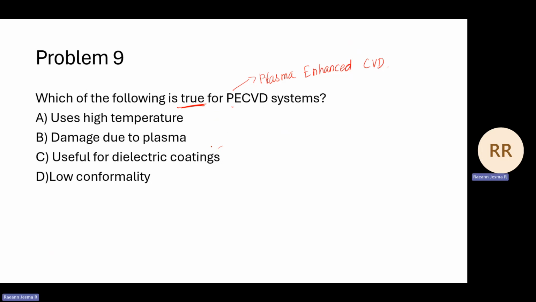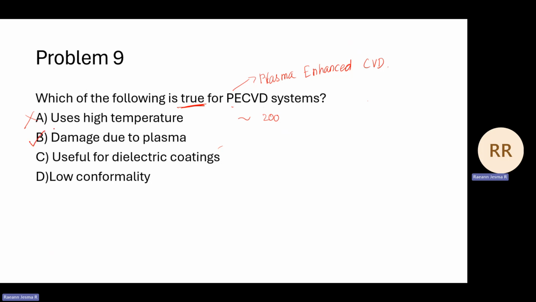So do you have any answers? So A is wrong because since we are providing the energy for the reaction by using plasma, we can reduce the amount of temperature that is needed for the reaction to happen. So, yes. Generally, the temperature can be around, I think, 200, 300 degrees in order to deposit films of SiO2, silicon nitride, and so on. Since it is plasma, there is possibility that there may be damage due to plasma.